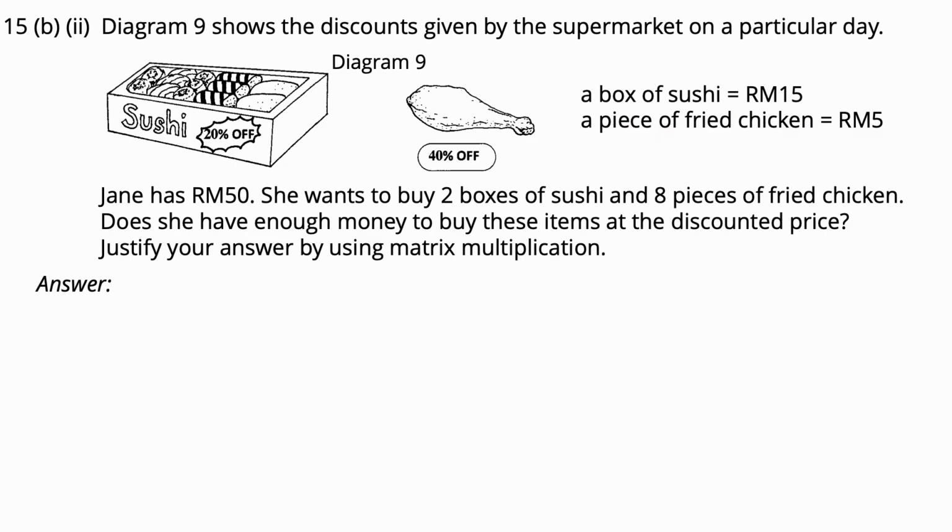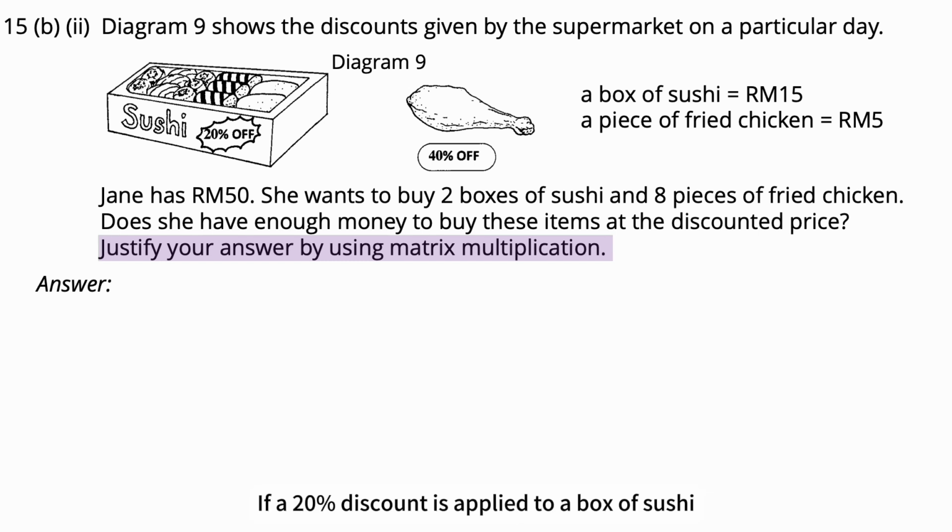B2. Jane has RM50. She wants to buy 2 boxes of sushi and 8 pieces of fried chicken. Does she have enough money to buy these items at the discounted price? Justify your answer by using matrix multiplication.